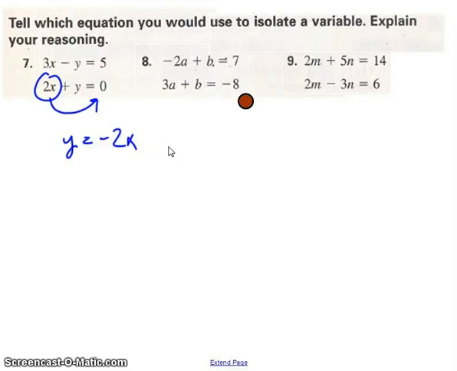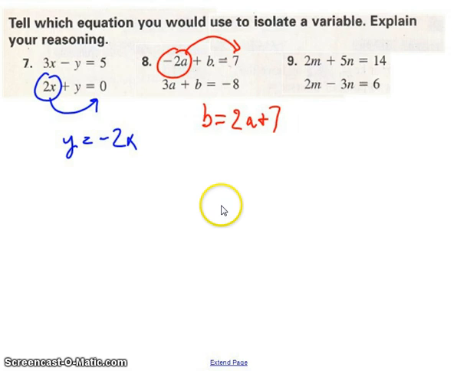Okay, I'm going to assume that you did that. I chose to get b by itself up here and to move the 2a. So b became positive 2a plus 7. How about for number 9? Again, hit the pause button, and when you come back I'll show you what I've chosen to do for number 9.